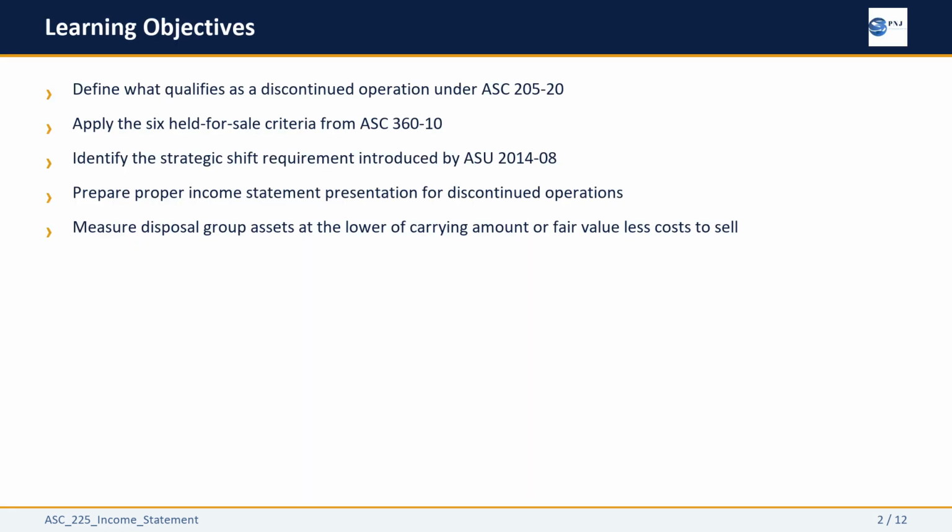By the end of this section, you will be able to define what qualifies as a discontinued operation, apply the 6 held-for-sale criteria, identify how ASU 2014-08 changed the rules, prepare the correct income statement presentation, and measure disposal group assets appropriately. These skills directly affect how your organization reports significant business changes to stakeholders.